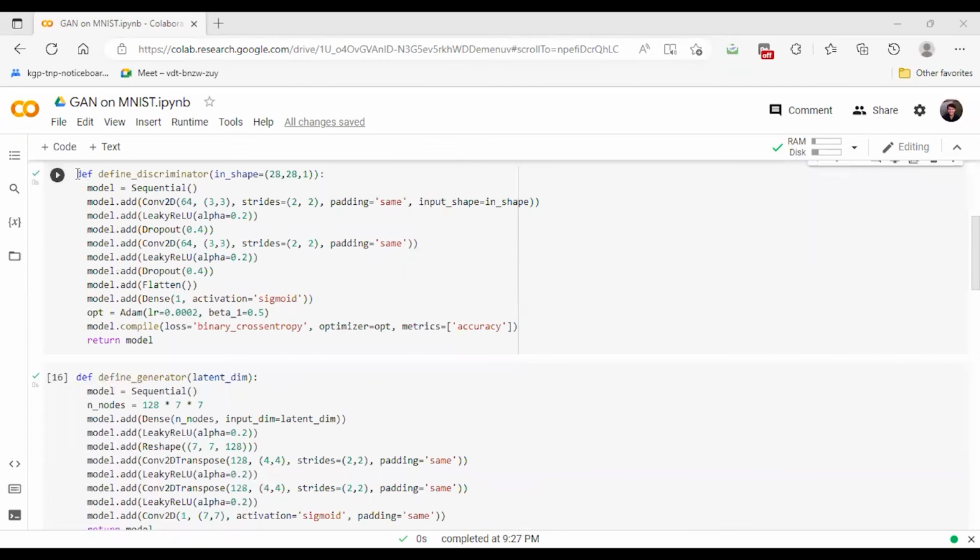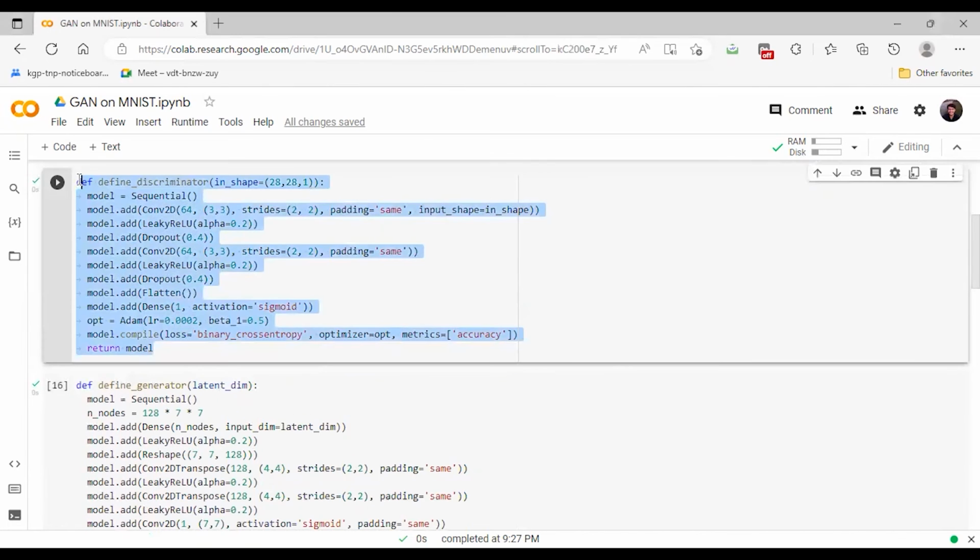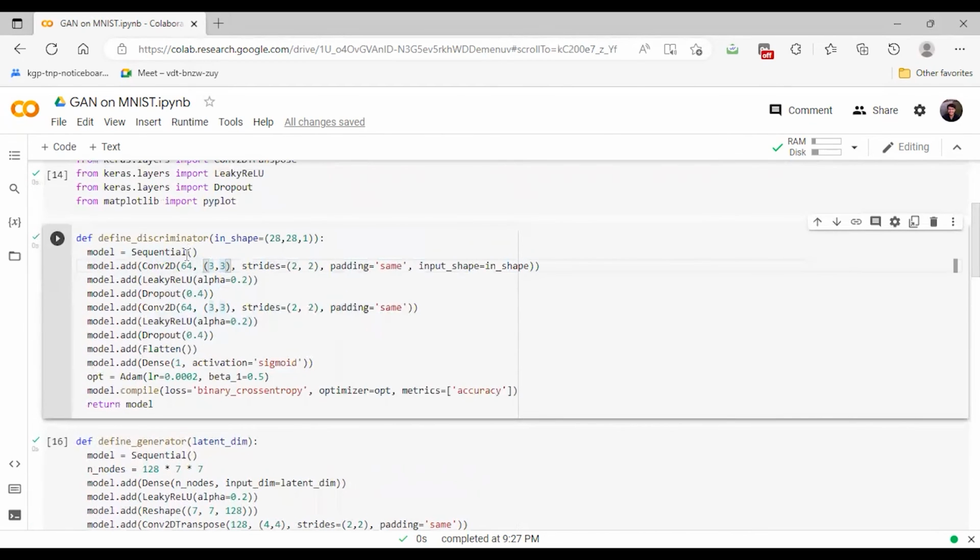We set up the discriminator with this architecture. The input shape to the discriminator will be a 28 cross 28 cross 1 image. That is a grayscale image, which is the usual shape of an MNIST dataset. The output will be a 0 or 1 value, which tells us whether the input to the discriminator is a fake or a real image.